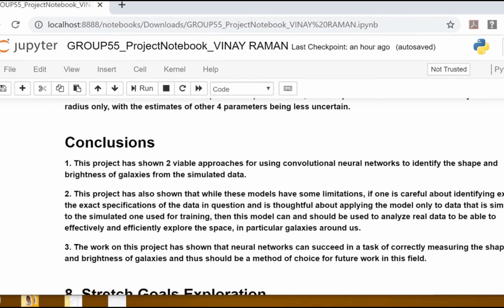If the data is well contained in the region where the training data set has been sampled, we are able to do a pretty good job in predicting the shape and brightness of galaxies.